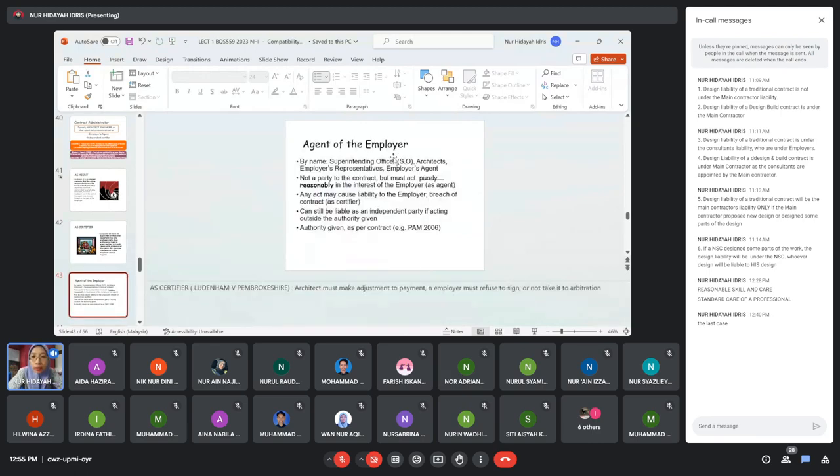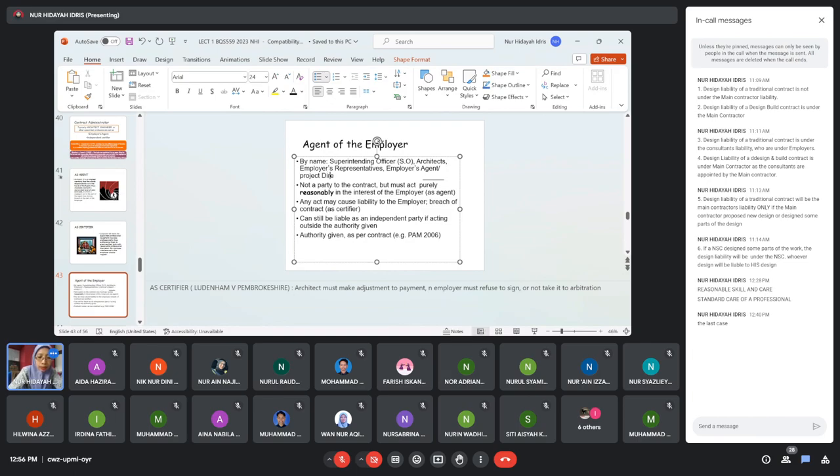Okay, by name is superintending officer. Kalau dalam projek-projek PWD, kita gunakan superintending officer. Okay, kalau dalam projek-projek PAM, kita namakan dia architect. Ataupun ada certain kita panggil dia sebagai employer's representative, ataupun certain contract dekat overseas kita panggil dia employer's agent, ataupun kalau dekat design and build kita panggil dia project director. Okay, PD. So jangan be surprised lah kalau you tak jumpa SO, you jumpa PD, you tahulah. Okay, dia adalah design and build punya contract.